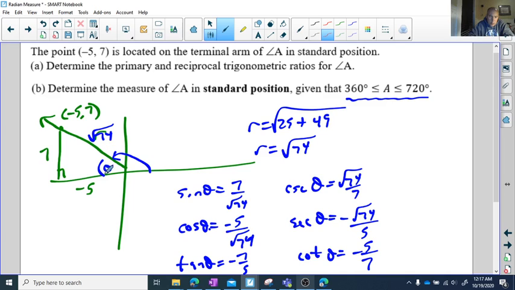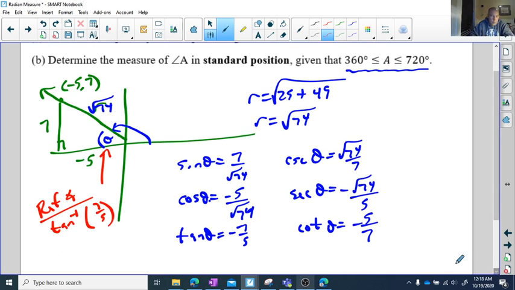Start always the same as every other time. Get the reference angle. When you find the reference angle, pick any trig ratio you want. So I'm going to go inverse tan again. It'll be 7 over 5. Notice, no negative. On my calculator, I will go inverse tan of 7 over 5. And I get 54 degrees. So the little angle in the corner is 54, right here.